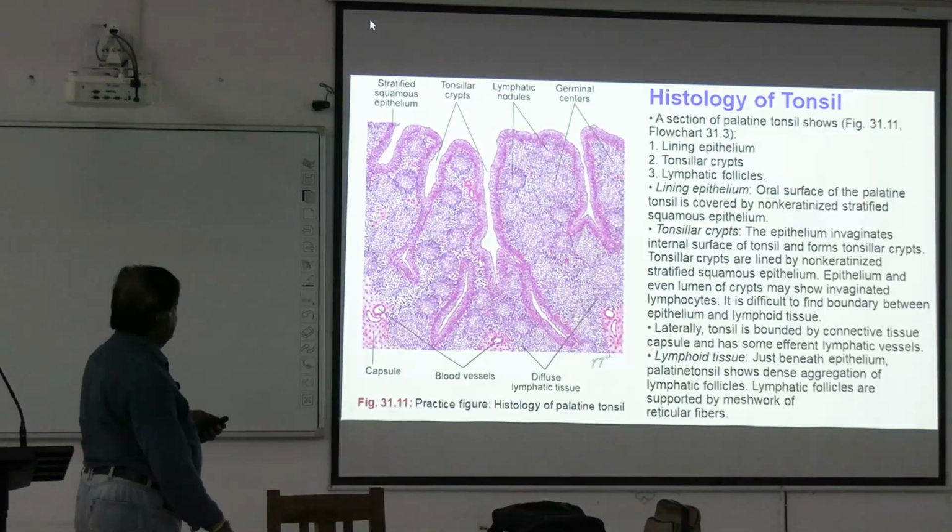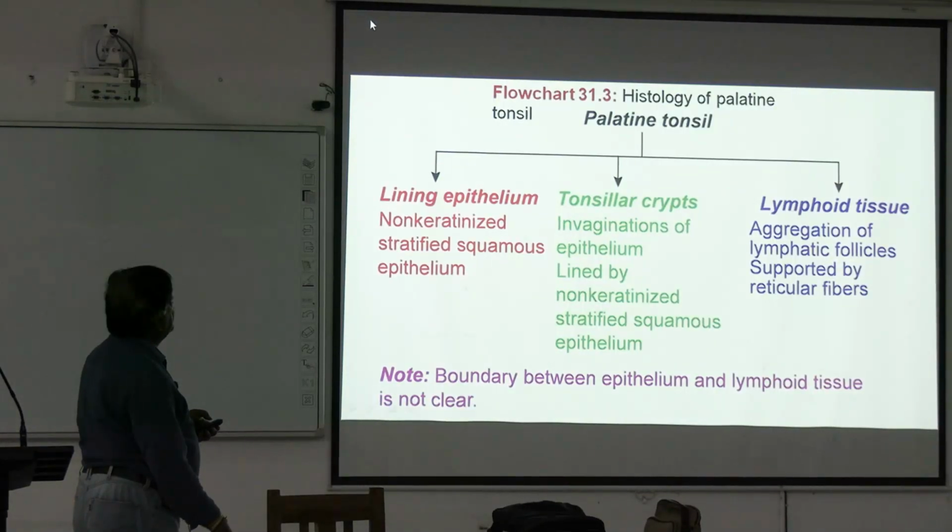Now, this is the histology: the lining epithelium, tonsillar crypts, lymphatic follicles. Lining epithelium, oral surface: palatine tonsils are covered by non-keratinized squamous epithelium. Now, histology of palatine tonsils, you know this. Lining epithelium, non-keratinized stratified squamous epithelium. Tonsillar crypts, invagination of epithelium lined by non-keratinized squamous epithelium. Lymphoid tissue, aggregation of lymphatic follicles supported by reticular fibers.